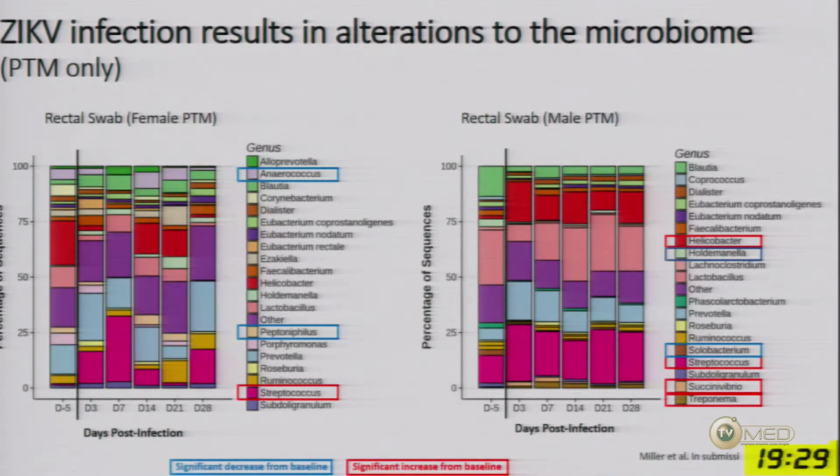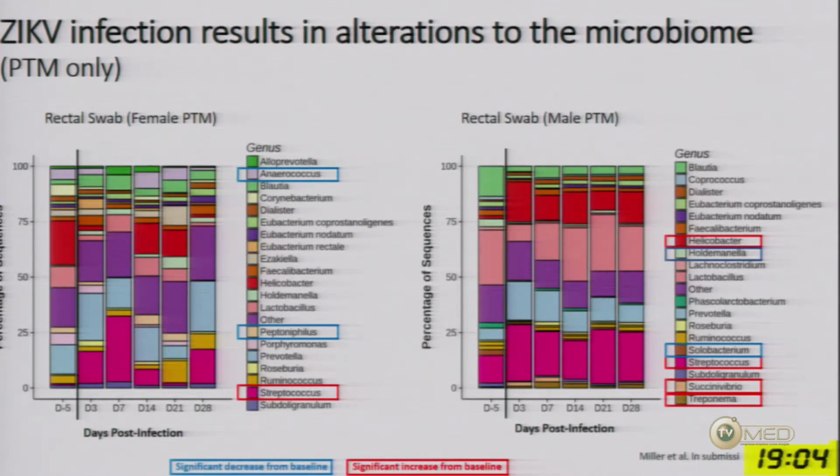What we see here is that in blue you have significant decreases, so changes in the microbiome after Zika infection, and in red you have significant increases from baseline, so microbes that were increased in abundance. In the females, you see things like Anaerococcus and Peptophenillus decreased, whereas Streptococcus, which of course can be a pathogenic bacteria, was increased.